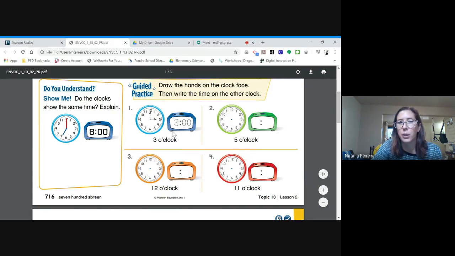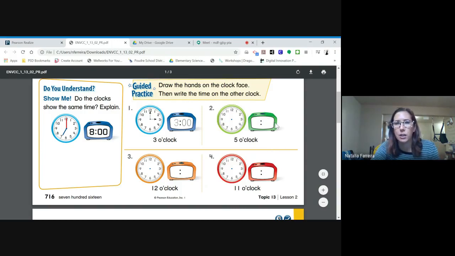If I make 3 o'clock on the digital clock, remember the hour is before the 2 dots and the minutes are after the 2 dots. So if I'm looking to make 3 o'clock again, I make 3 and then 2 zeros is our o'clock. 3 o'clock.